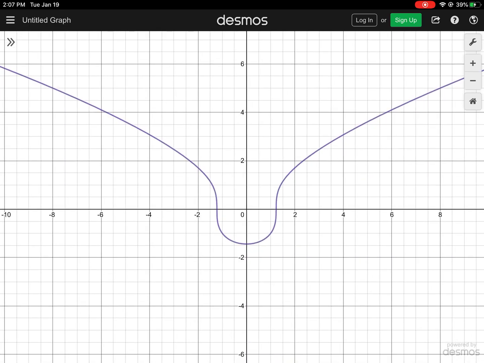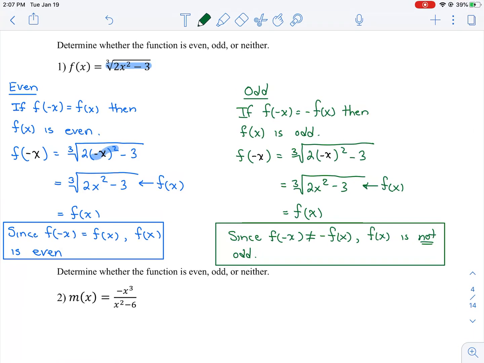Now notice this graph is symmetric with respect to the vertical axis, so clearly this function is even, and we did the work correctly. So we are done.